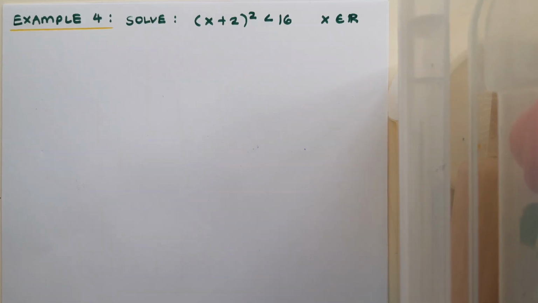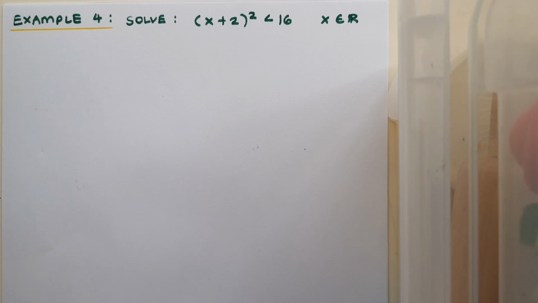Let's have a look at the fourth example. So this time around it says solve x plus 2 squared is less than 16. x is an element of R. So clearly there's an element of tidying up needed to begin this question. I've got a perfect square on the left hand side. Pause the video for a moment and expand that, and just take care not to make any of the usual mistakes.